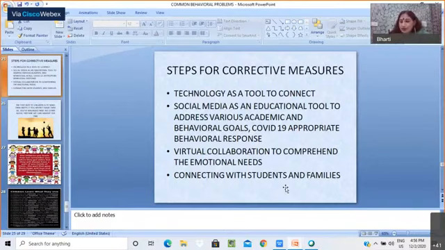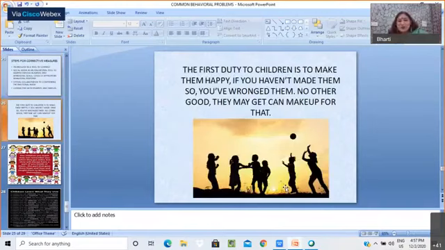So, technology as a tool to connect, social media as an educational tool. This is very important for us to convey to them. And then addressing various academic and behavioral goals, COVID-19 appropriate behavioral responses, where we are talking about SMS: wear masks, sanitizing, social distancing. They would do it, but we as teachers are in the habit of reminding and revising things again and again. So please do so. And then virtual collaboration to comprehend the emotional needs, connecting, maybe one meeting on Zoom or any interface or video conferencing with our students, will help, and connecting with students and their families. So the first duty to children is to make them happy.